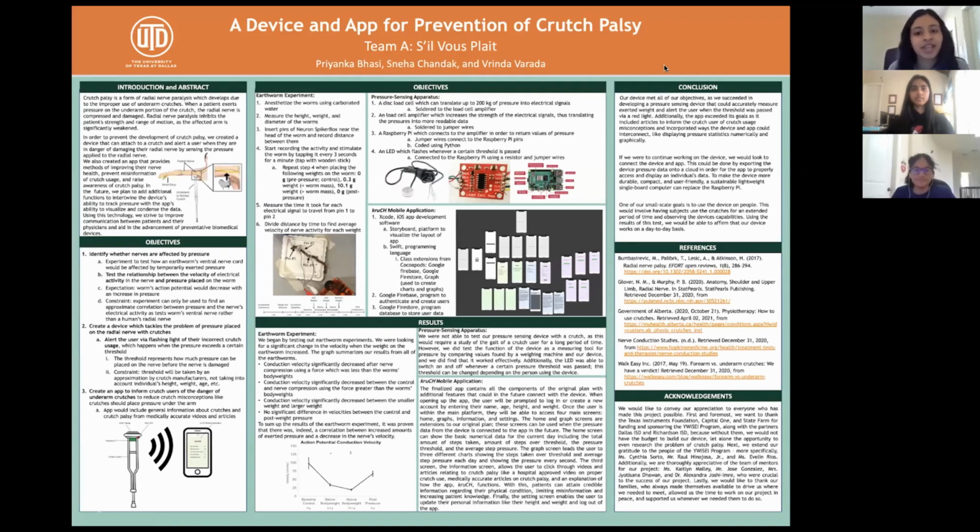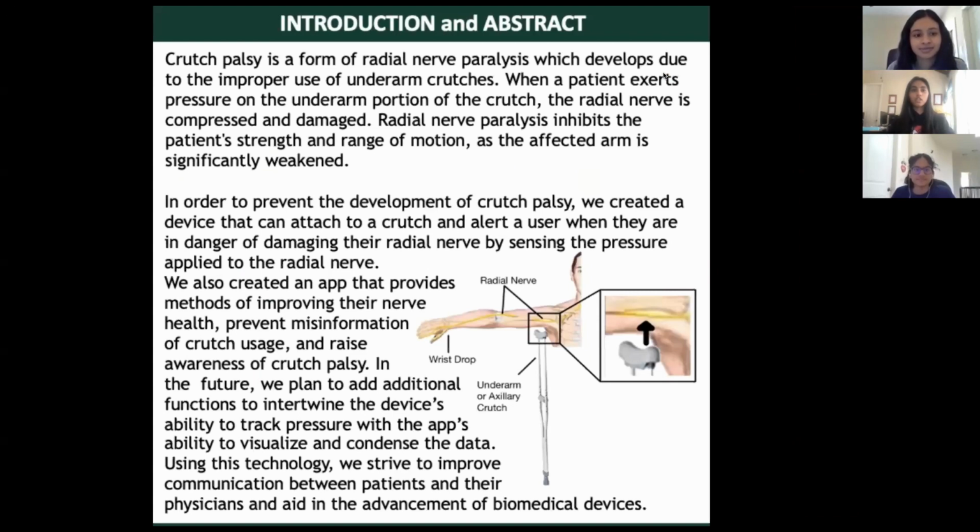This is our project, a device and app for the prevention of crutch palsy. Underarm crutches, as shown, are the most widely used crutches in America, but the misuse of these crutches can cause crutch palsy, a type of arm paralysis that results from the damage of the radial nerve.